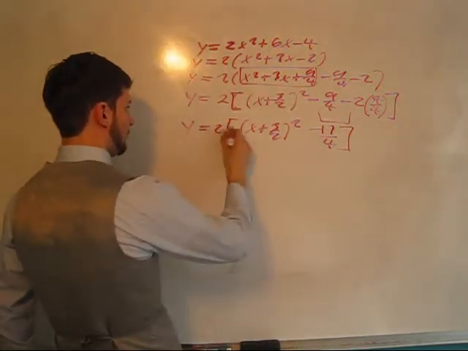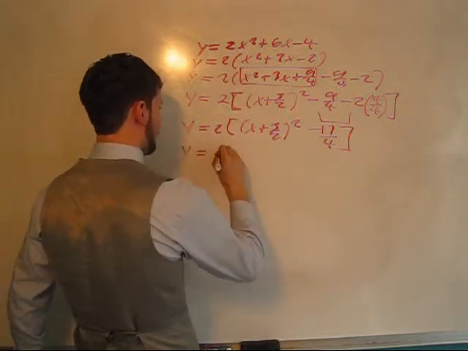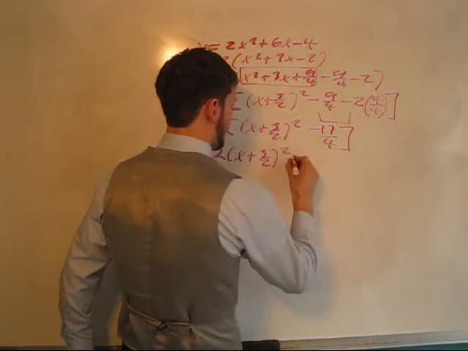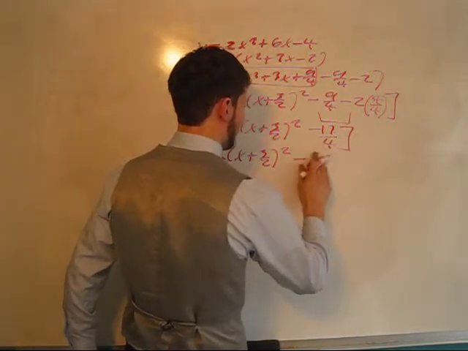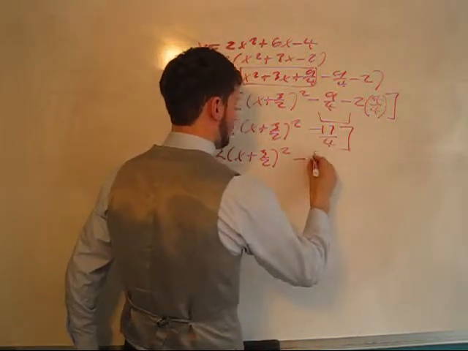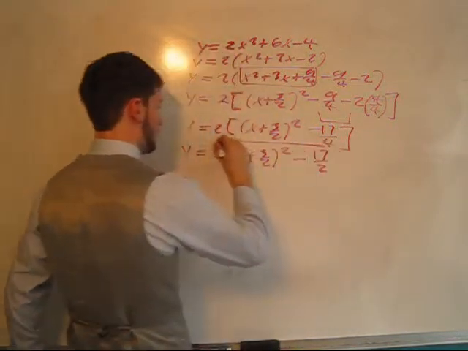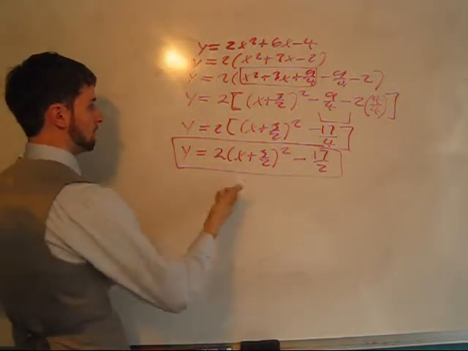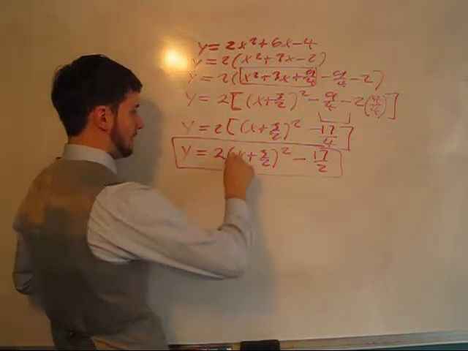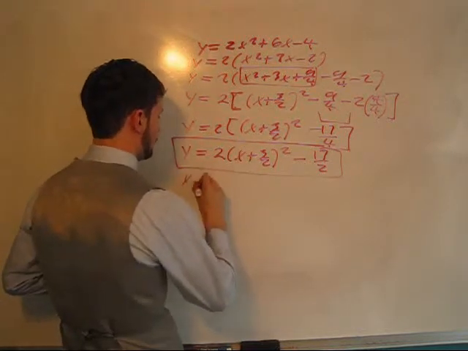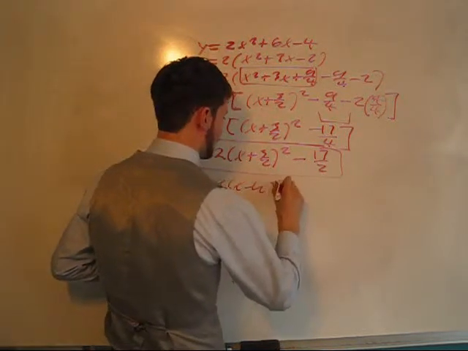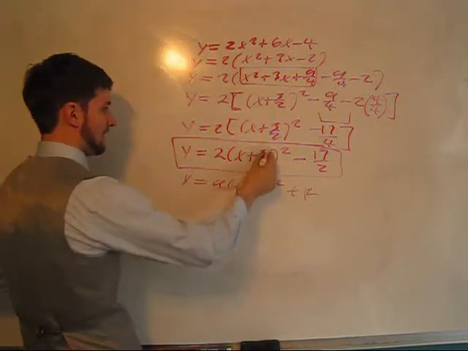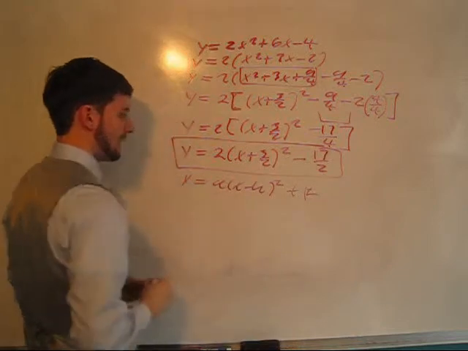And so now we can redistribute the 2 such that we have y equal to 2 times (x plus 3/2) squared, and this is a minus 17, because there's a cancellation of one of the 2's here, so minus 17 over 2. And this is now in the form of y equal to a times (x minus h) squared plus k, as we now see. And so this means that this is the h and this is the k of the vertex.